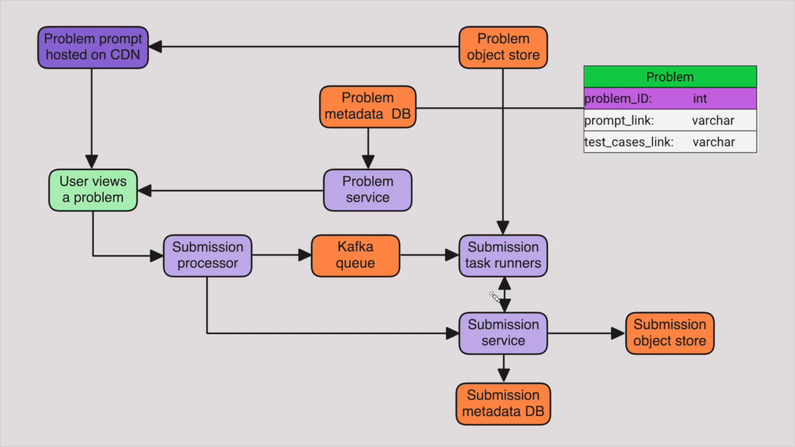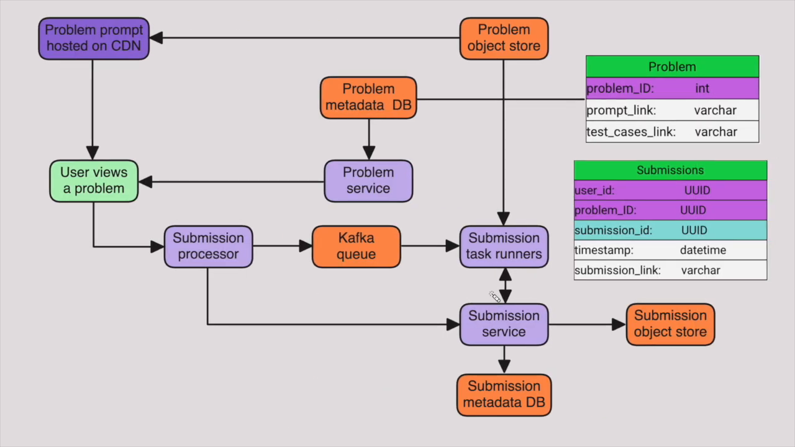From the database design perspective, as you can see here on the diagram, we would have a lot of submissions because every user would submit different problems. So for the schema, we would have a user ID, problem ID, submission ID. We would have a timestamp, submission link. These are the required fields for the submission record. And the database, we can have a NoSQL database implementation here as well.